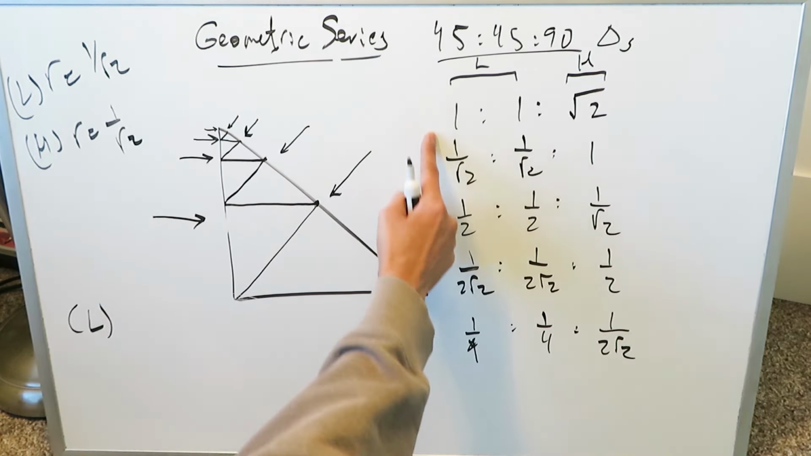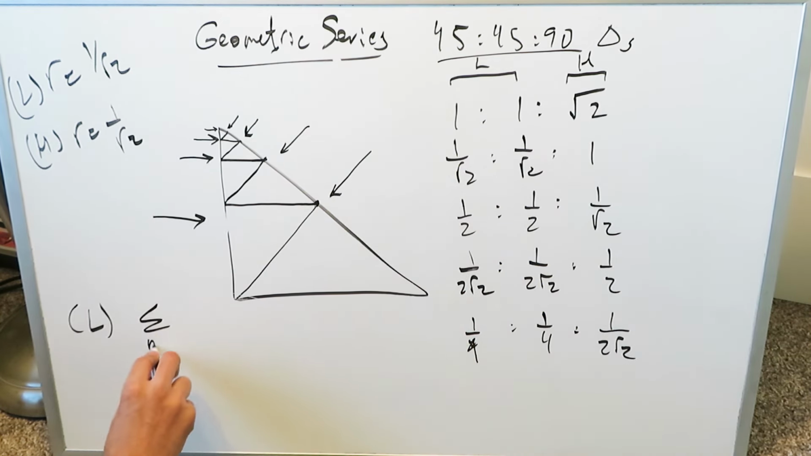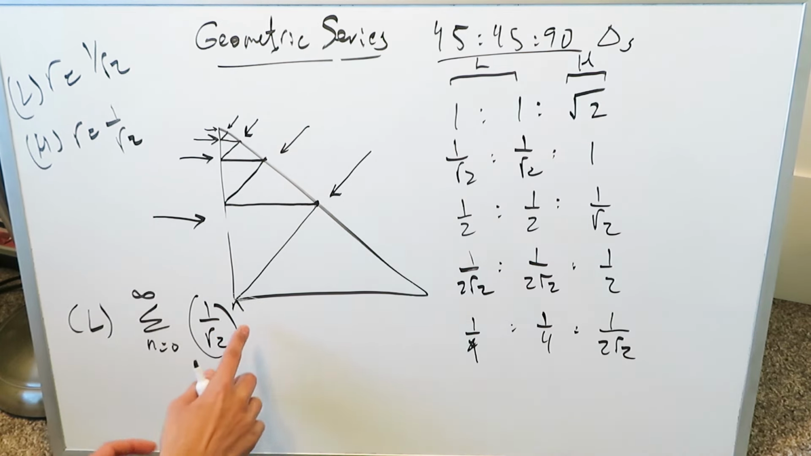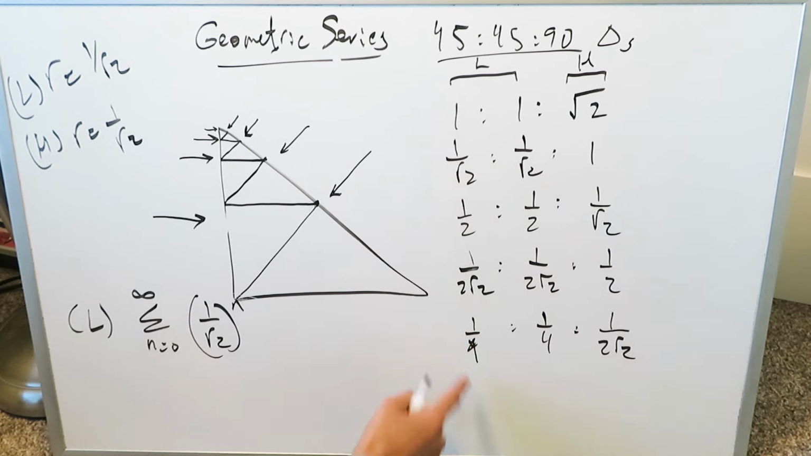With regards to the lengths, these are my values. I'm starting here with a 1. My rule would be the sum from n equals 0 up to infinity of 1 over root 2 to the power of n. Again, you can put exponent n in the denominator or entirely, it's all the same. When you expand this out, these are the values you'll get: 1, 1 over root 2, 1 over 2, onwards.